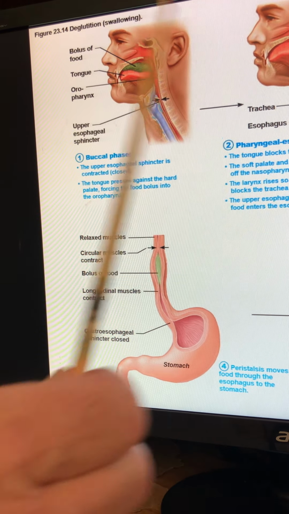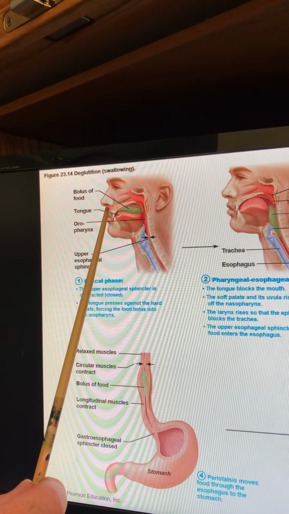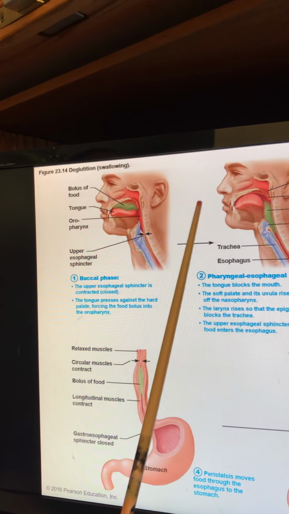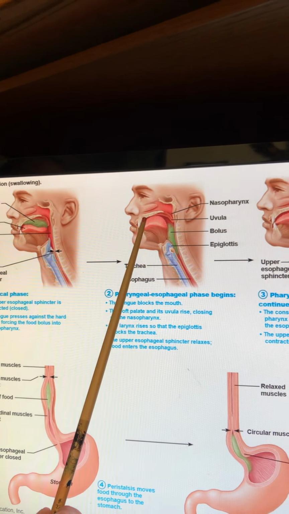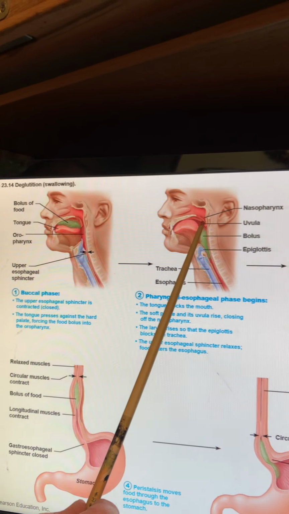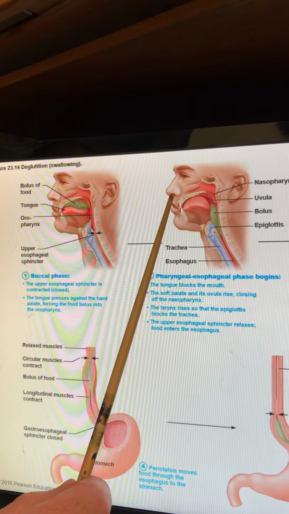So if you look at this top layer here, this is a bolus of food. It's green. So as this person is swallowing it, as the food goes to the back of their tongue, two things are going to happen. One, this part that's hanging down, which is the uvula, is going to rise reflexively to close off the nasopharynx so the food doesn't come up and out your nose.